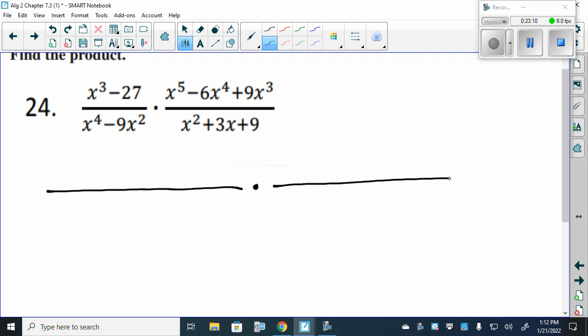So the first thing we need to do is to factor these here. Well, we do have x cubed minus 27. So this here is possibly a difference of perfect cubes. Yep. So we would be left with, because the cube root of x cubed would be x, and the cube root of 27 is 3. So this would be the difference of perfect cubes.